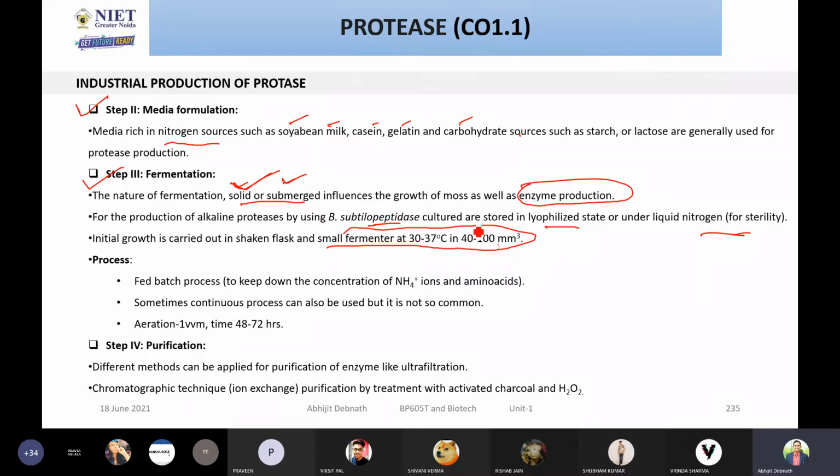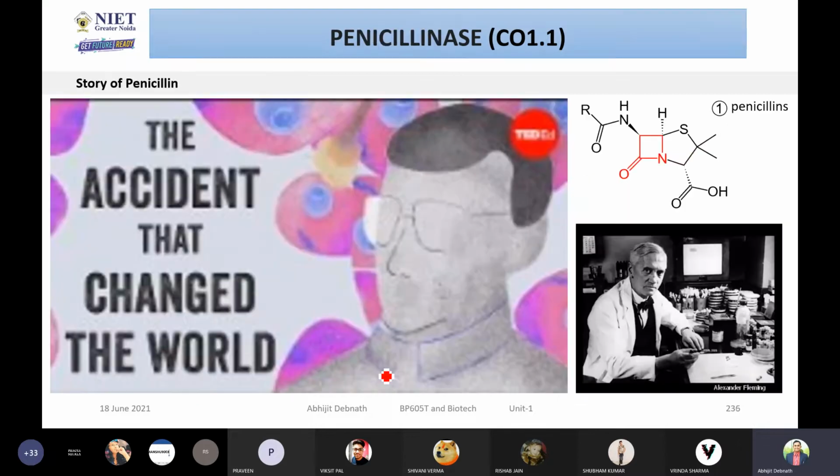In this process, a fed-batch process is used, and in some cases you can go with a continuous process also, and aeration will be there. After completing the fermentation process, you have to purify that substance. Different methods are used for the purification, like ultrafiltration, or you can use chromatography techniques. Okay, so what next?